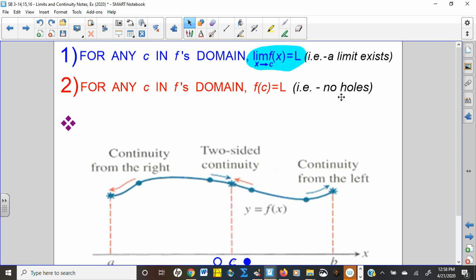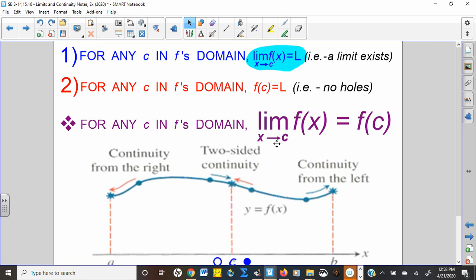There's no holes, okay? So step one takes out your infinite discontinuities and your jump discontinuities. Number two takes out the one kind of discontinuity that allowed a limit to exist, which was your holes. And if there's no holes and there's no other major discontinuities, so there's no removables and no non-removable discontinuities, that means there's only one thing that can happen, and that is that your function is continuous.